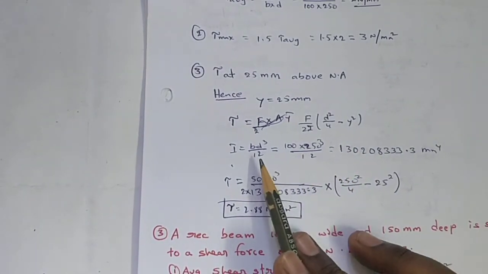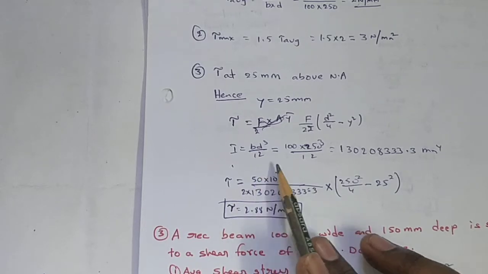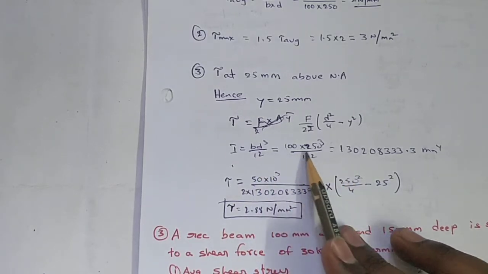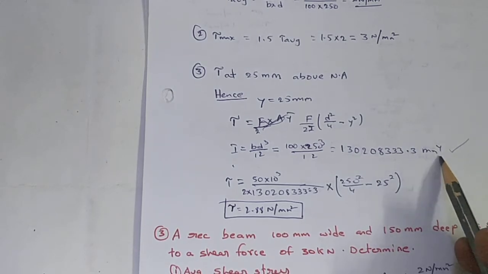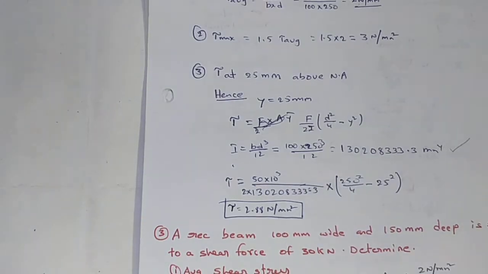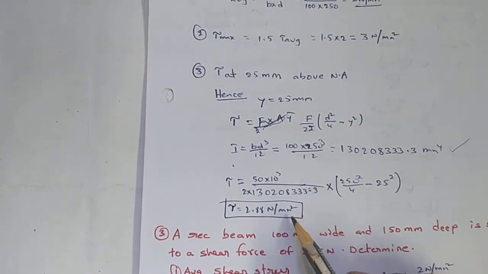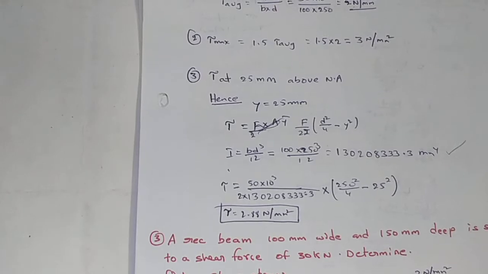We know the formula for I, that is BD cube by 12. By simplifying this equation, we will get the value of I. Substitute the I value, D value and y value in the shear stress equation. We will get the value of shear stress as 2.88 Newton per millimeter square. It is the shear stress distribution in the rectangular beam.